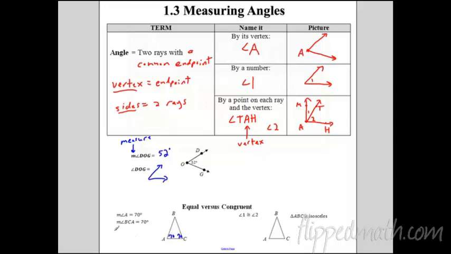So what am I saying? I'm saying that the measure of angle A is really equal to the measure of angle BCA. Why is it? Because 70 equals 70. So the equal sign works, or we can use our congruent sign. Remember, there's our congruent sign, the equal sign with a little wavy line on top.